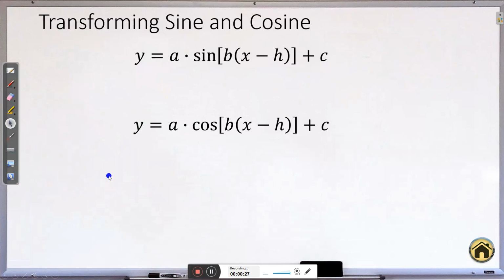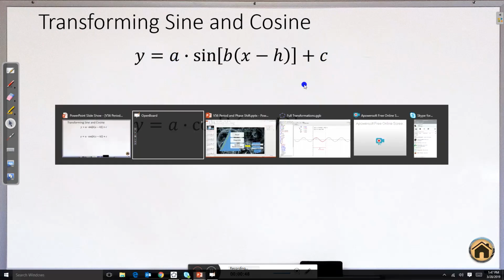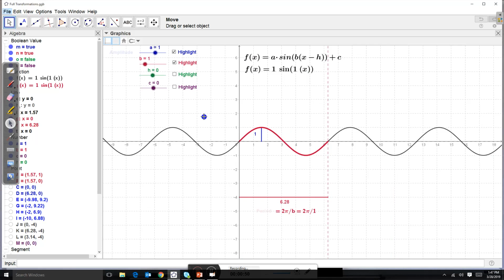So last time we learned that the a value and the c value change the amplitude and the midline respectively. So it doesn't matter if you're doing sine or cosine, they still have the a in front that's multiplying, and that's the amplitude, and they still have the c that's adding or subtracting in the back, which is our midline. So let's just double check to make sure we see what that looks like one more time.